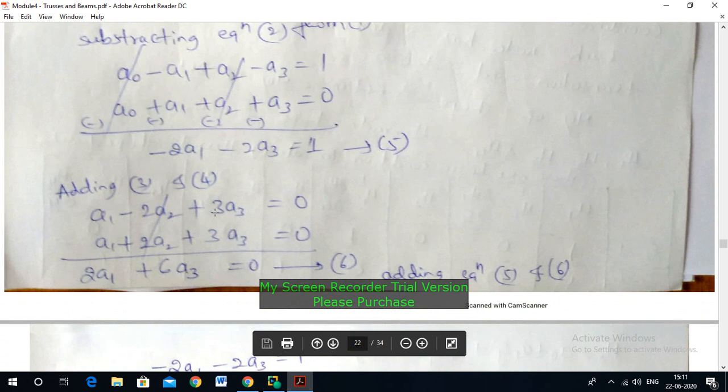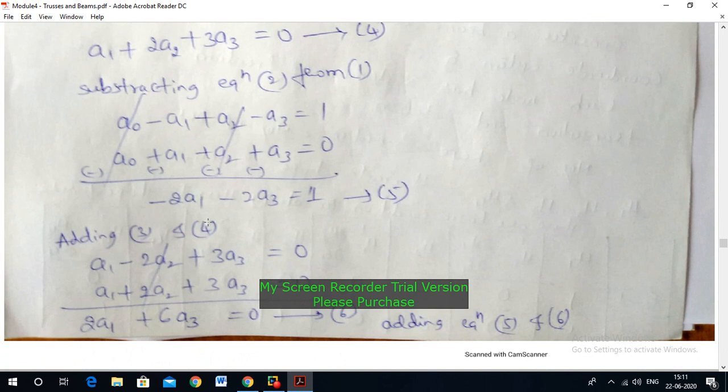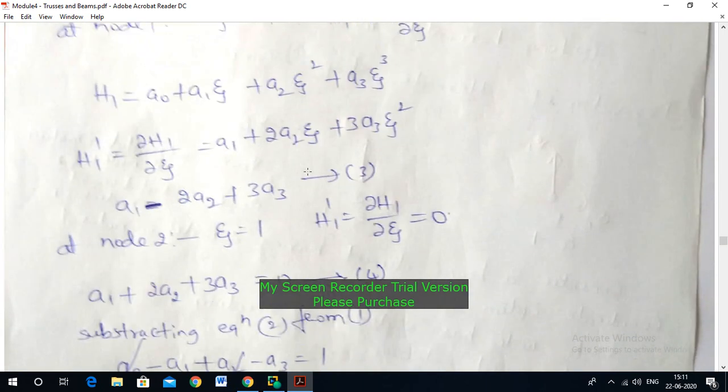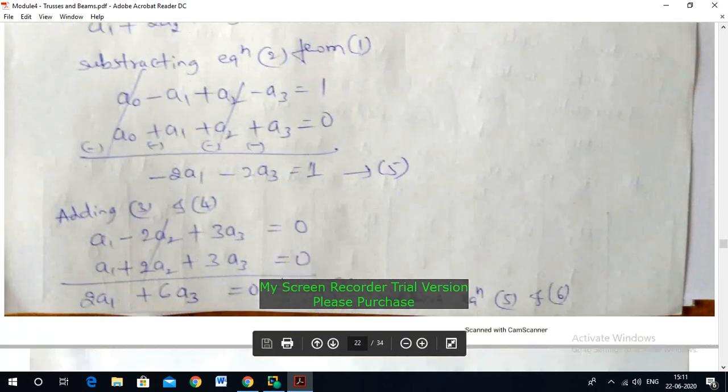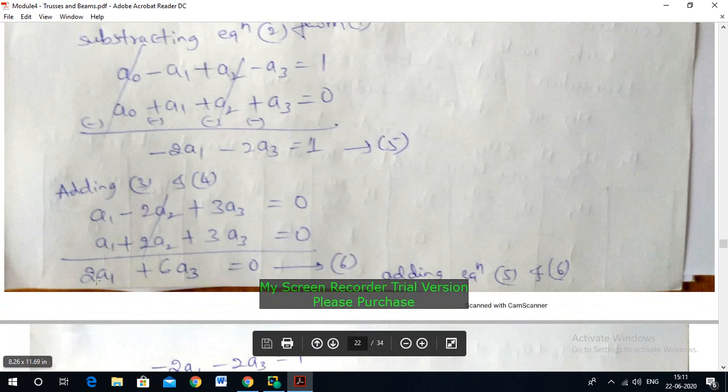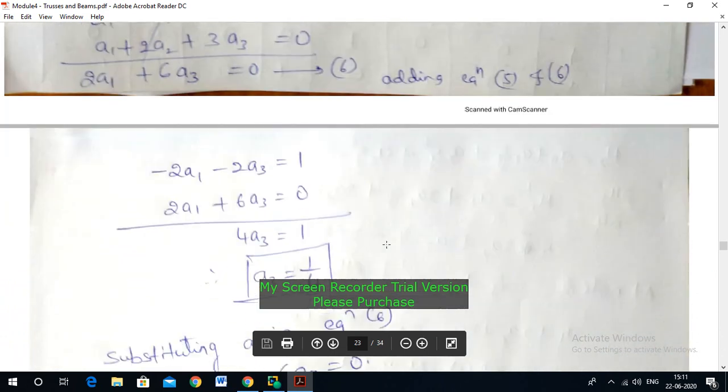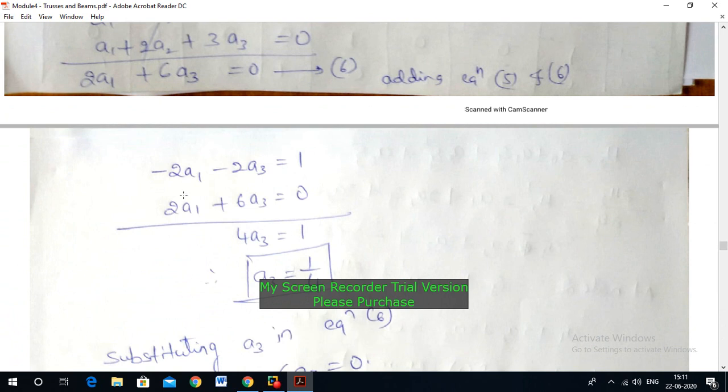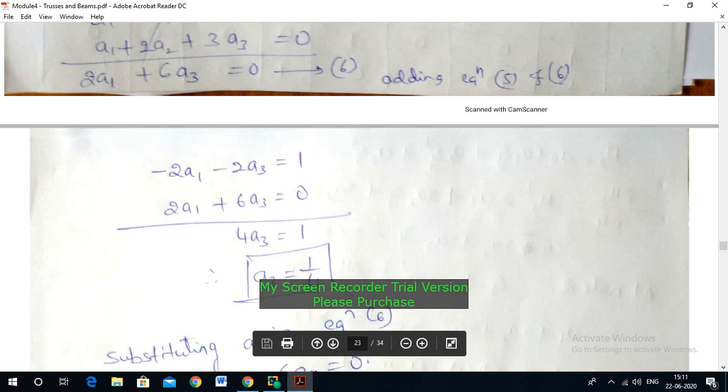And next, add equation number 3 and 4. After adding, finally I will get 2a1 plus 6a3 equal to 0. You can call it equation number 6. And after getting 5 and 6, adding equation number 5 and 6, I will get the unknown value of a3. Minus 2a1 minus 2a3 equal to 1, 2a1 plus 6a3 equal to 0. Therefore, 4a3 equal to 1, a3 value I will get 1 by 4.